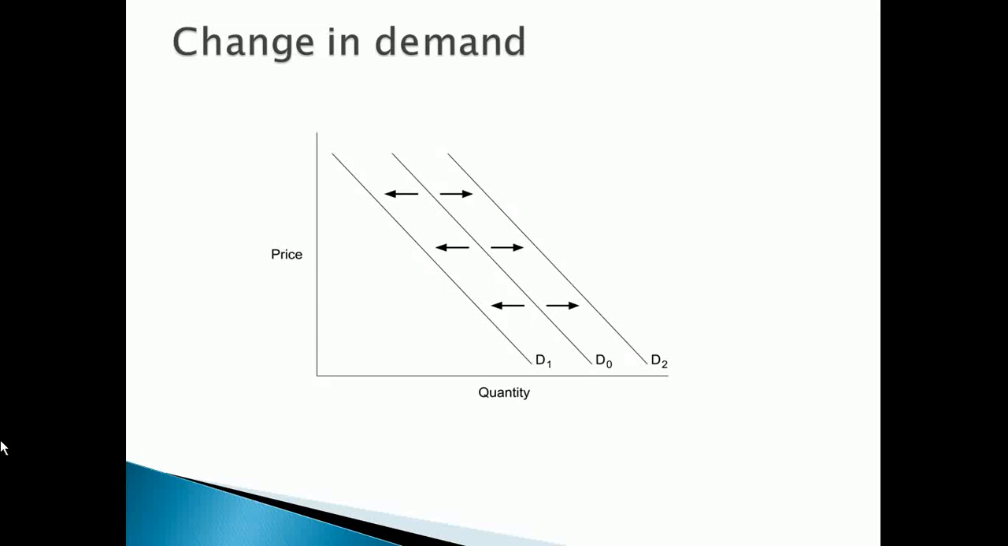Change in quantity demanded is the movement along the same demand curve. It doesn't shift to the left or to the right. And the only factor that affects this is the price of the commodity in question. Let me show you this on the next slide.